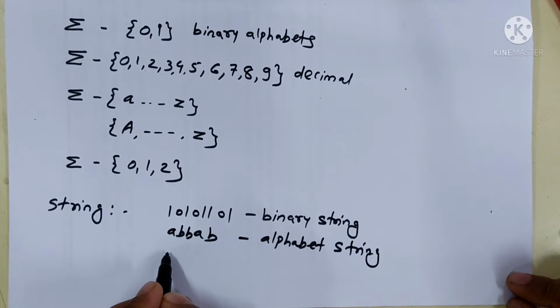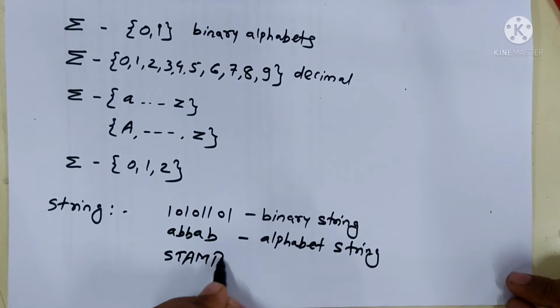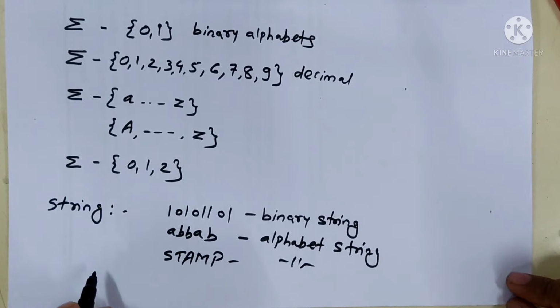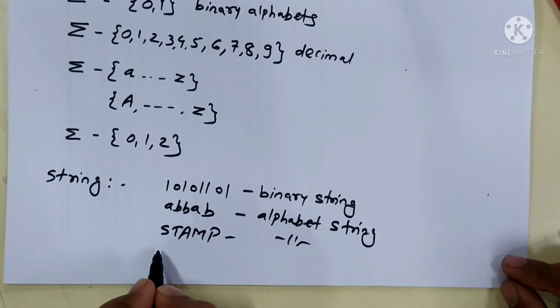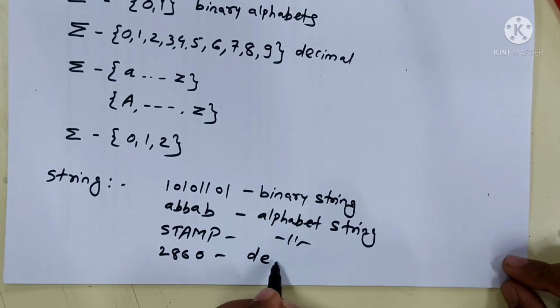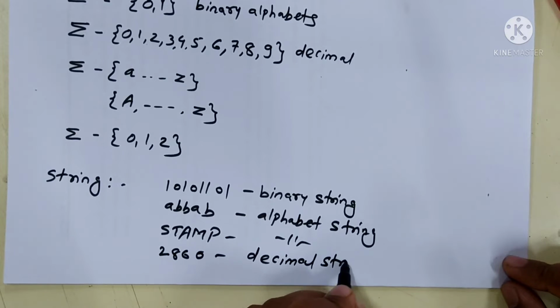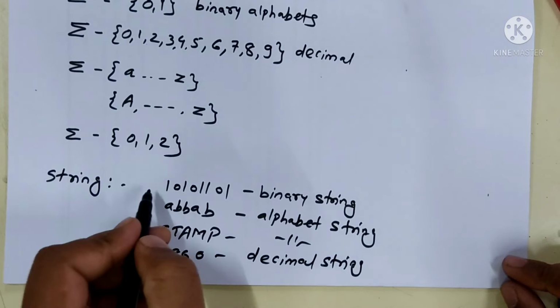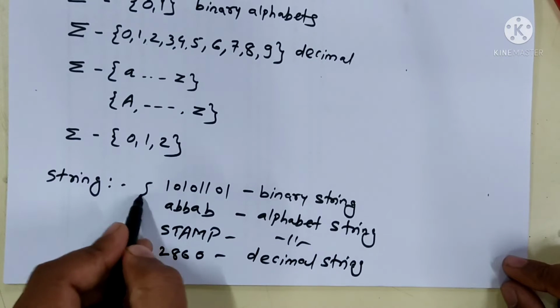Next, suppose we give meaningful letters, suppose stamp. This is an alphabet string. Or suppose we provide numbers, suppose 2860. This is a decimal string. So a string is defined like that.